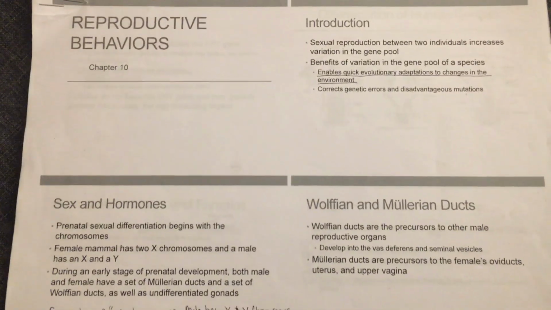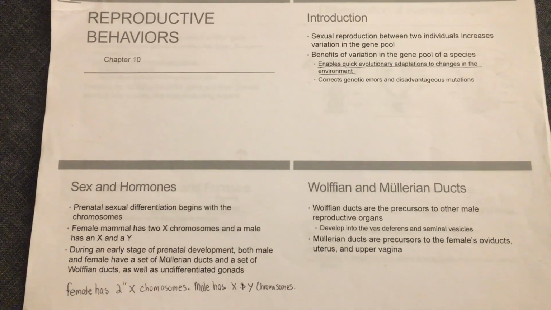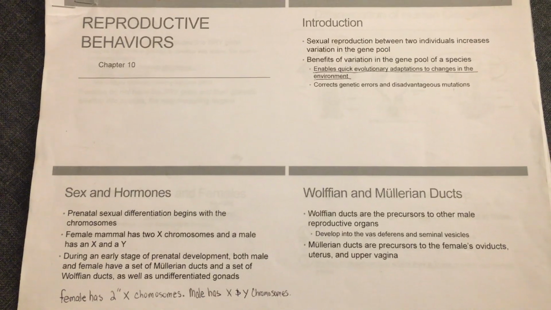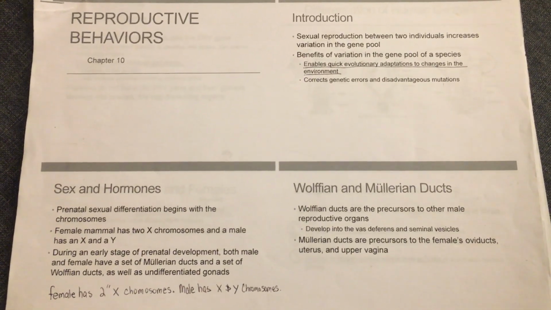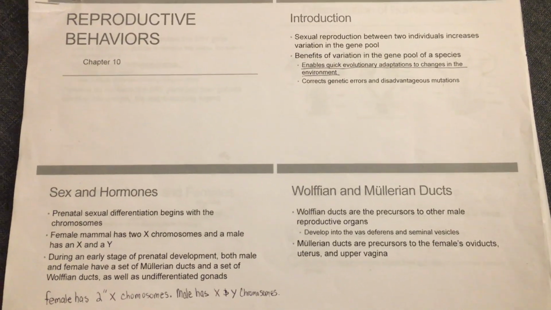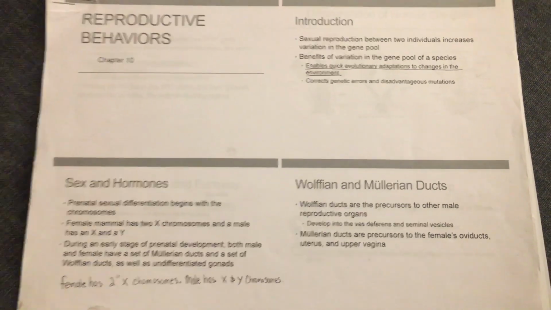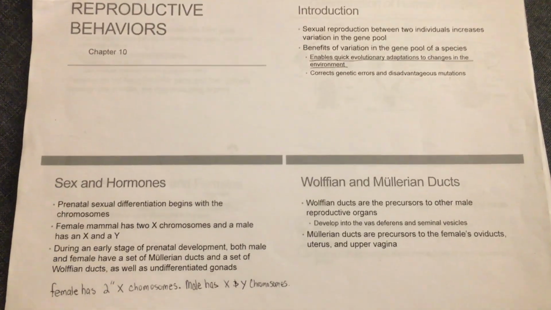Sexual reproduction between two individuals increases variation in the gene pool. The benefits of variation in the gene pool of a species enables quick evolutionary adaptations to changes in the environment. This corrects genetic errors and disadvantageous mutations.